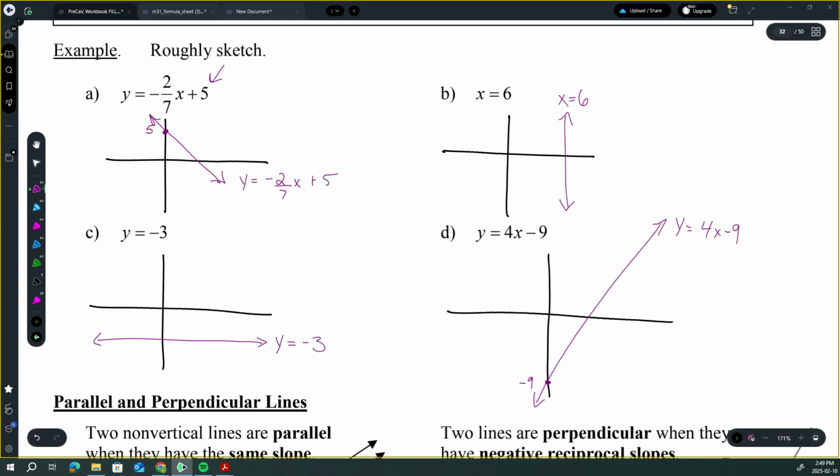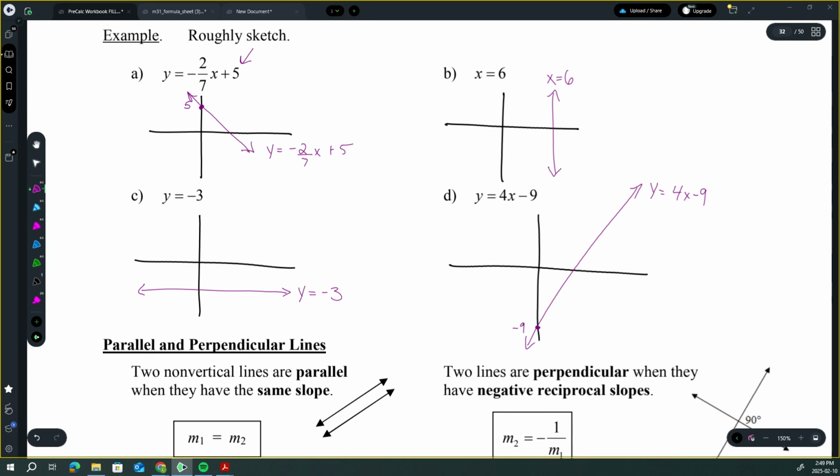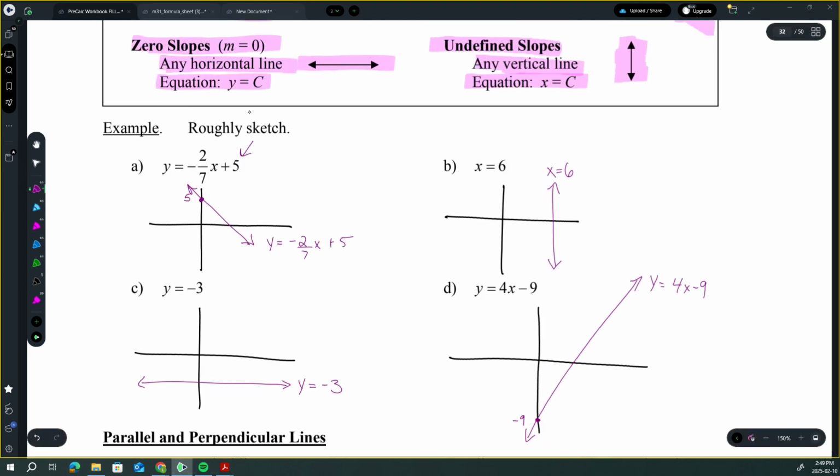So notice how, especially for those equations like y is equal to -2/7x plus 5 and y is equal to 4x minus 9, like our examples A and D, I did label other points where I could, so the y-intercepts at 5 and -9. So just be mindful that when you're asked to do sketches, you should be labeling important points like y-intercepts where you can. Because this says roughly sketch, perfection is not expected here.